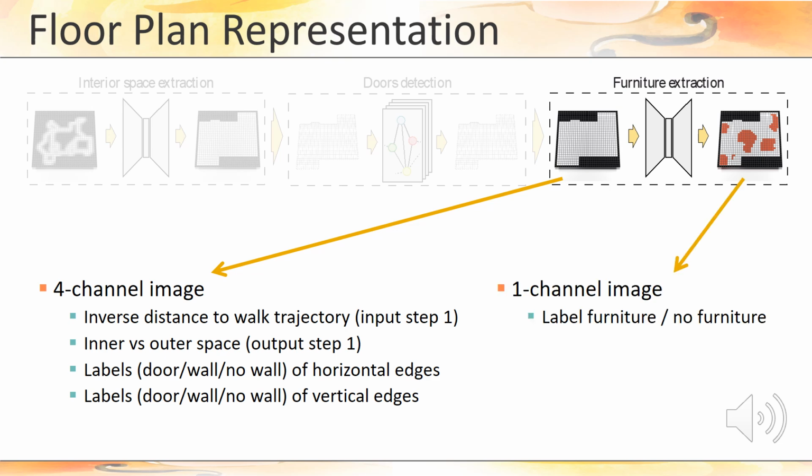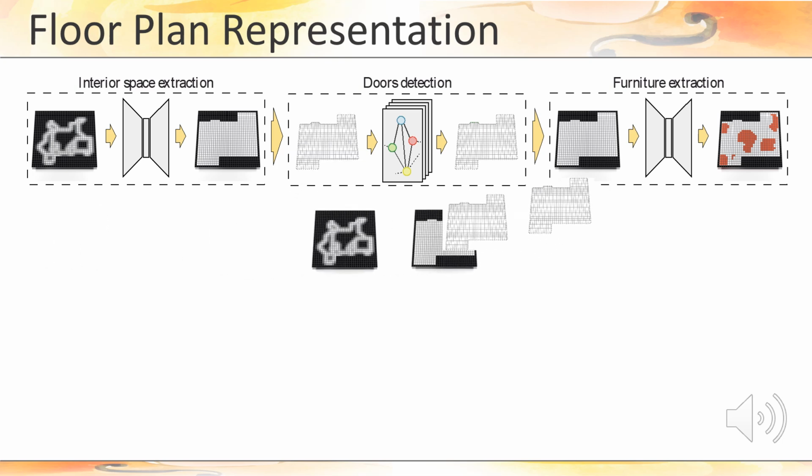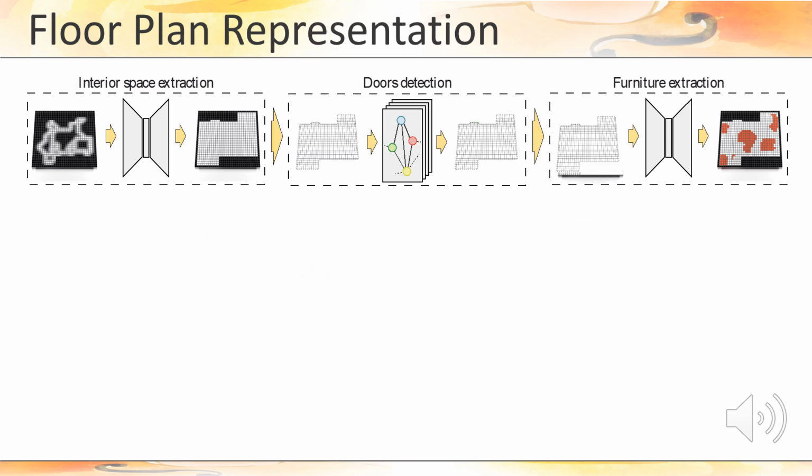The network output is a binary image that encodes whether the locations corresponding to the pixels are occupied by furniture or not. Note that the information provided as input to a network is built either from the input walk trajectory or from the output of a previous network, allowing for a cascaded application of the networks at inference time.